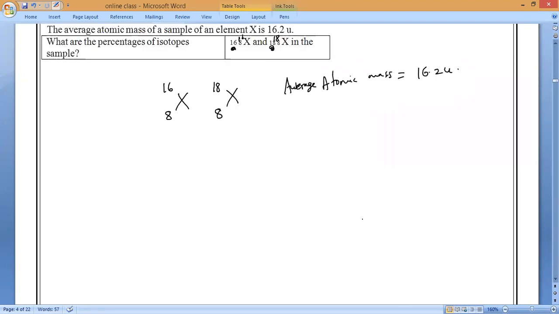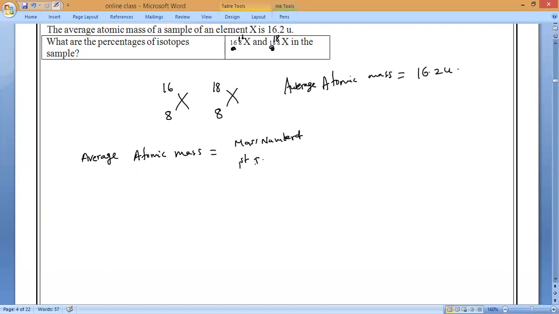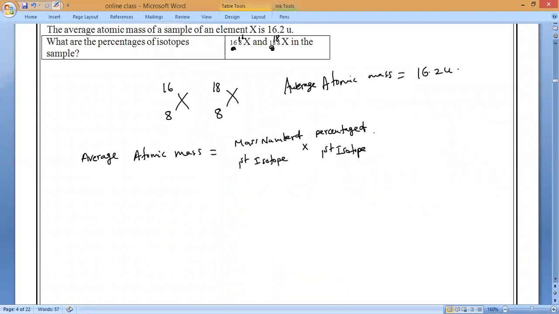Now, first of all, write the formula, all of you. What is the formula? Average atomic mass is equal to mass number of first isotope into percentage of abundance; abundance means existence, remember that. So percentage of first isotope, plus mass number of second isotope into percentage of second isotope.